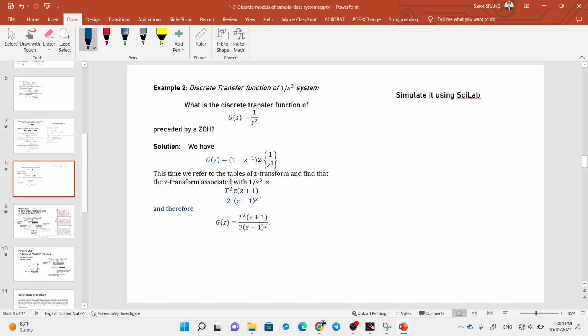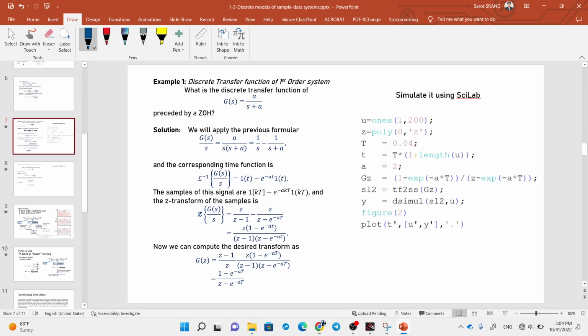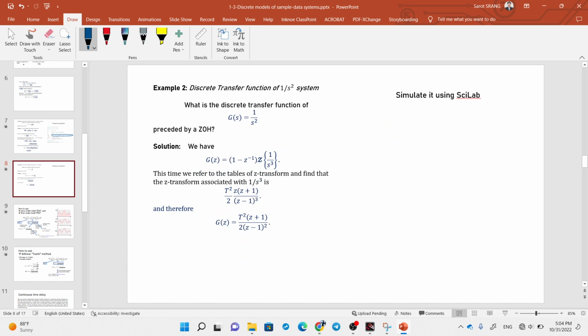And then you can easily simulate it using Scilab, following the step by step of the previous example. The only difference is the function G of z here. So just change this to this formulation, then you can easily simulate it.